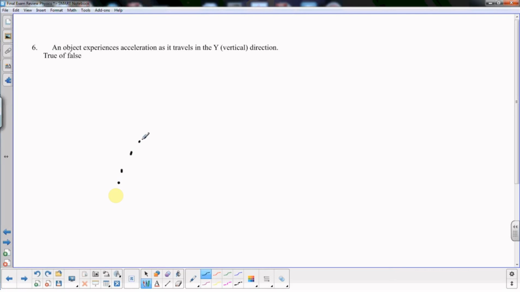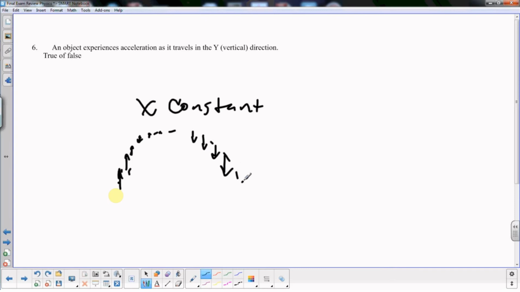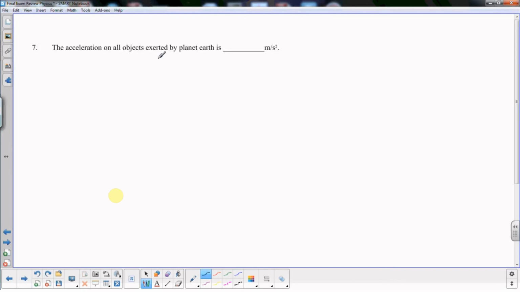There we go. There's our parabola. The x is constant. The y might start out going really fast, but as you get higher, you're accelerating at -10, so your velocity gets slower and slower and slower, and then you start falling slower and then a little faster and faster and faster until you hit the ground really hard. So an object experiences acceleration as it travels in the y. That is absolutely true. The acceleration is -10 meters per second every second squared. The acceleration of all objects exerted by planet Earth, at least at its surface, is -10 meters per second squared.